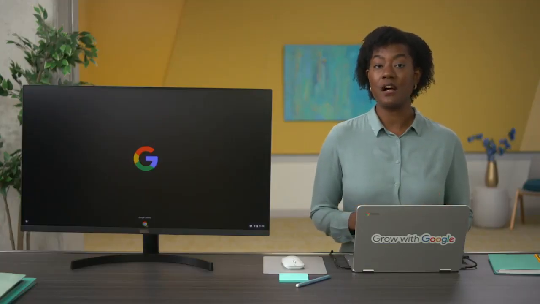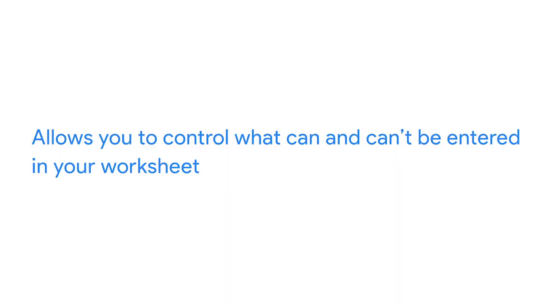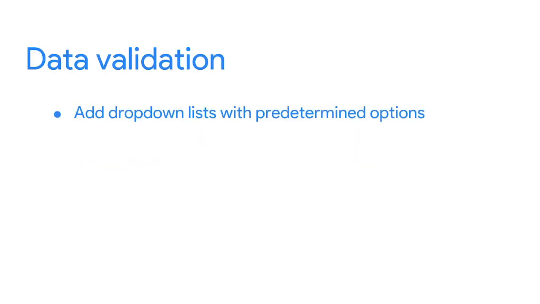But first, let's talk about what data validation does in spreadsheets. Basically, it allows you to control what can and can't be entered in your worksheet. Usually, data validation is used to add drop-down lists to cells with predetermined options for users to choose from. If you have a spreadsheet with a lot of collaborators, this can make it easier for them to interact with your table. You can think of it like a multiple choice question on a quiz.